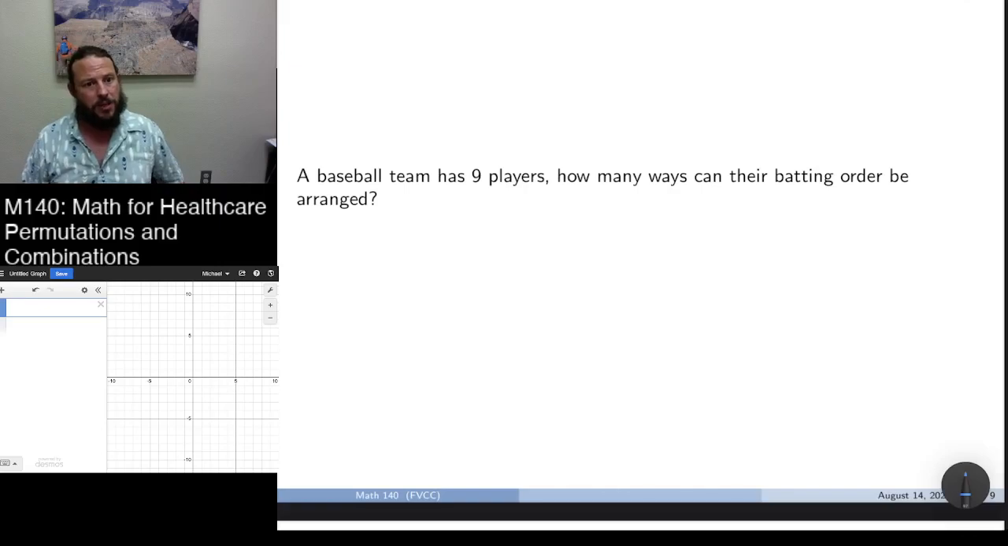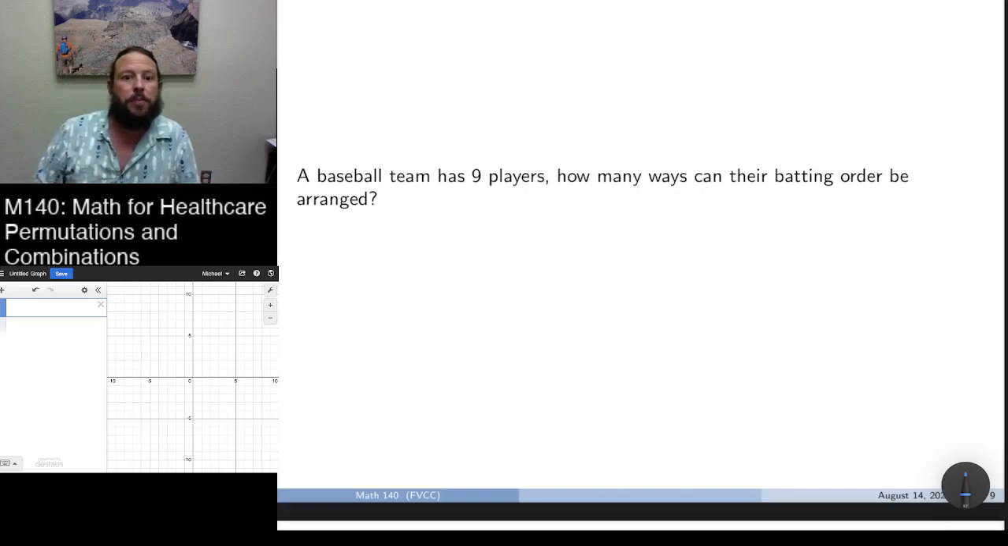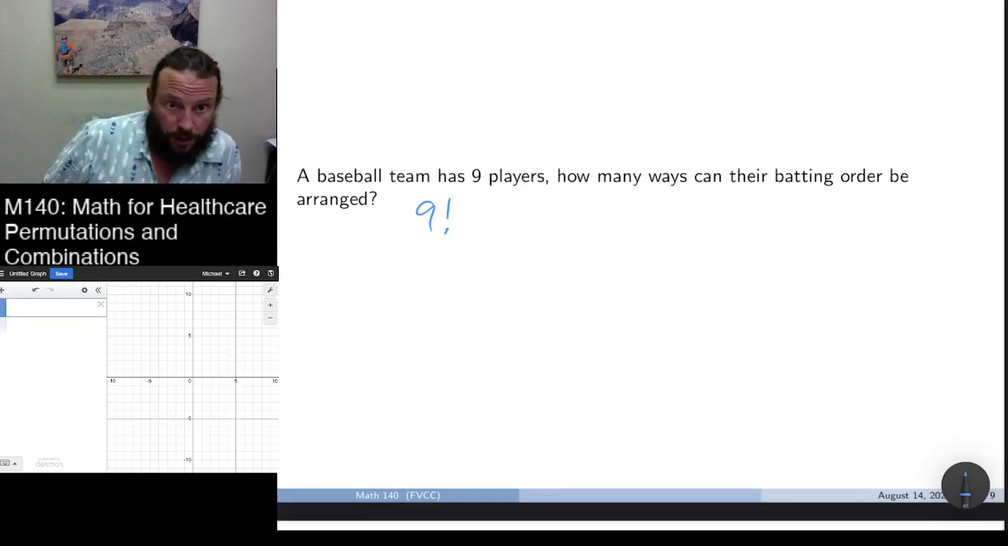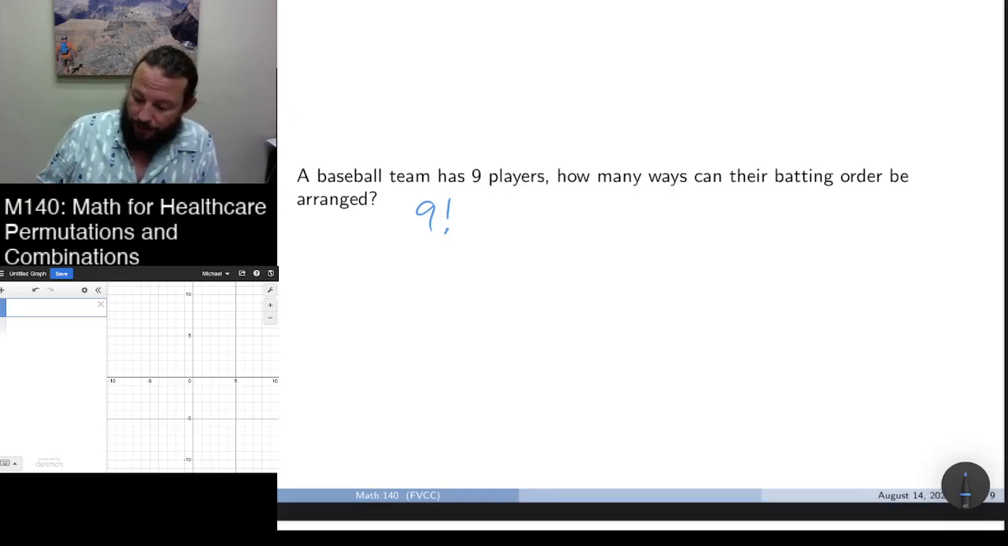A baseball team has 9 players. How many ways can their batting order be arranged? All right, so go ahead, hit pause, and figure that out. You should be able to answer that. Turns out it's 9 factorial, right? It's just the same as saying how many ways can I arrange 9 distinct books on a shelf. We assume the players are distinct. We don't have any clones or anything going on, right? All right, so 9 factorial.